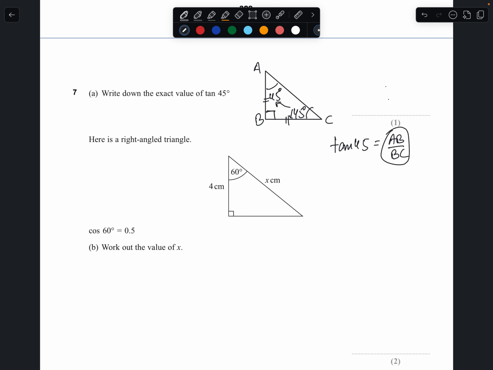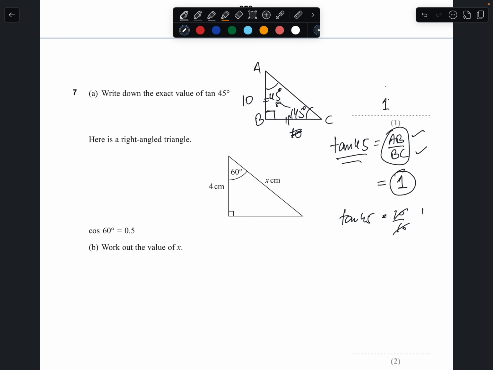Now since AB and BC are literally the same, तो किसी भी फ्रैक्शन में अगर न्यूमरेटर भी सेम हो डिनोमिनेटर भी सेम हो तो उसकी वैल्यू क्या होती है? 1. So tan 45 without a calculator is 1. ठीक है, दोबारा समझो. अगर लेट्स से ये 10 है और ये भी 10 है तो मैं कहूंगा जी tan 45 is equal to 10 over 10, cancels to 1.